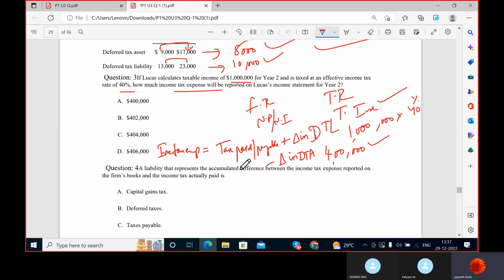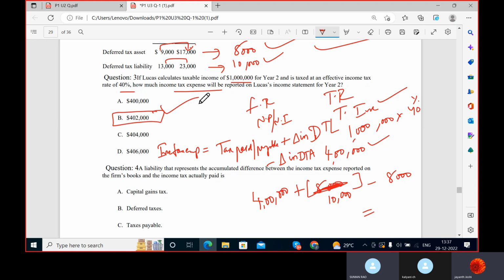So what would be the answer? Tax paid, 4 lakhs, plus, please find out the difference. The difference is what? DTA 8,000. Oh, sorry, DTL, 10,000 minus 8,000. Okay, tell me the answer. 4 lakhs 2,000, sir. 4 lakhs 2,000. Yes.